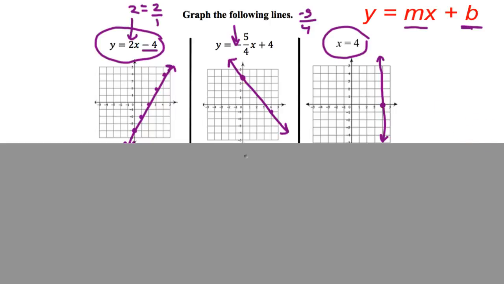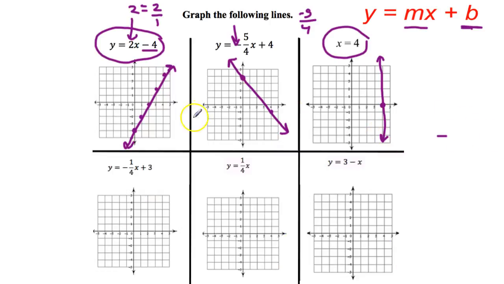Alright. We're going to get a little crazier over here. So let's give these ones a shot. These aren't written in your notes. You can write down these equations. So this says y equals negative 1 over 4x plus 3. So again, we go to the y-intercept first. That's 3. So I start here. I go up 1, 2, 3.